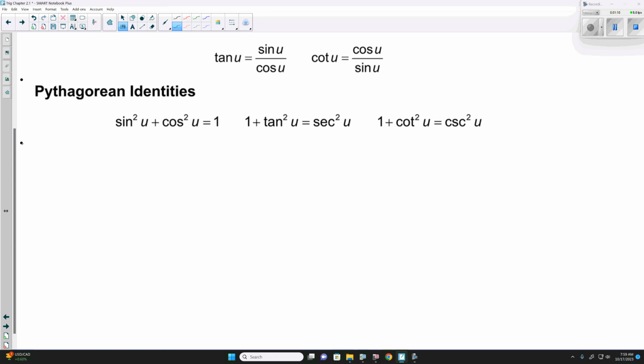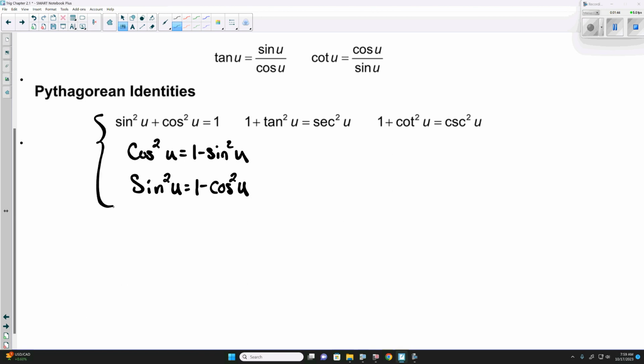Now, sine squared plus cosine squared equals 1 is one of the three forms that we can actually have it in. Because if we solve this equation for cosine, we actually get cosine squared of u is equal to 1 minus sine squared of u. Or, if we solved it for sine, we can say sine squared of u is equal to 1 minus cosine squared of u. So there's three different ways that we can have this equation, and it depends on which one we need to use.